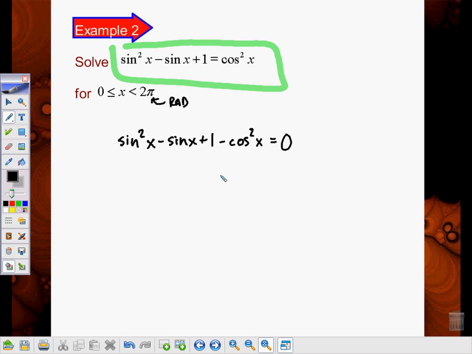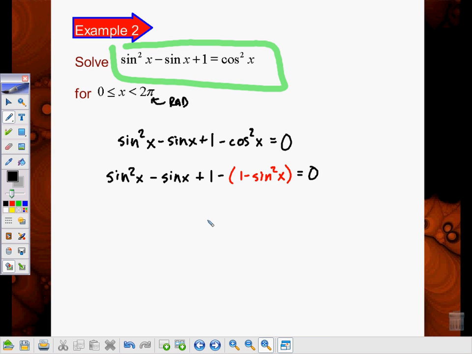However, if I think back to our identities for trigonometry, there is an identity that will turn cosine into sine. Okay? And so I will rewrite this using that Pythagorean identity that states that the cosine squared of x is equal to 1 minus the sine squared of x. We have a Pythagorean identity that states that.